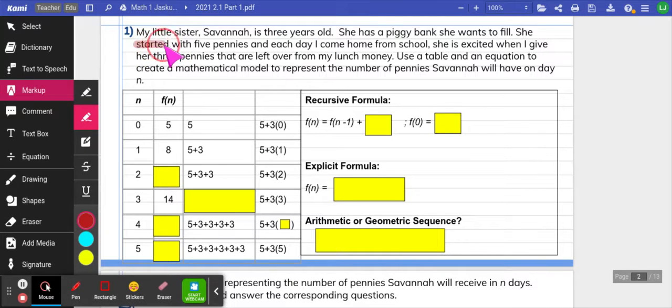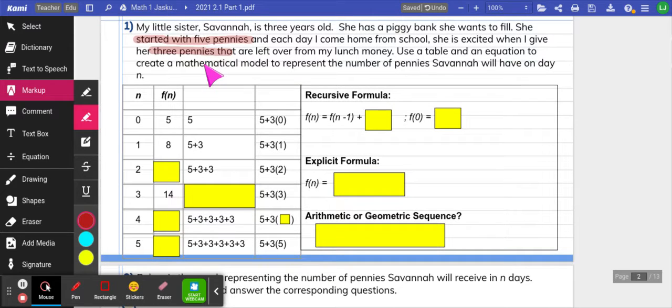So first of all, let's just talk about some important stuff. So it says she started with 5 pennies. That's important. And she's excited when I give her 3 pennies that are left over from my lunch. So every day she's getting 3 more pennies. This is kind of review from Module 1. So I kind of filled out the table for you.